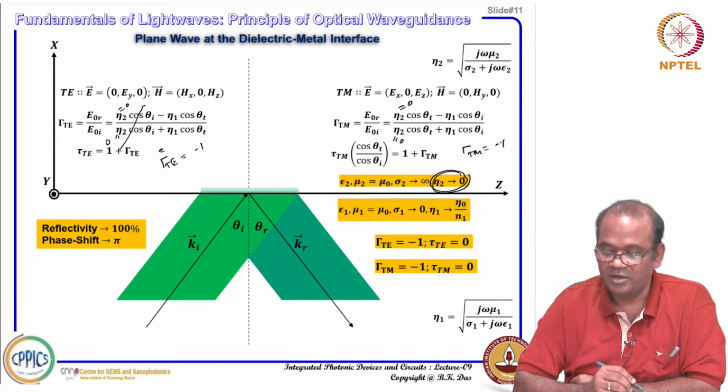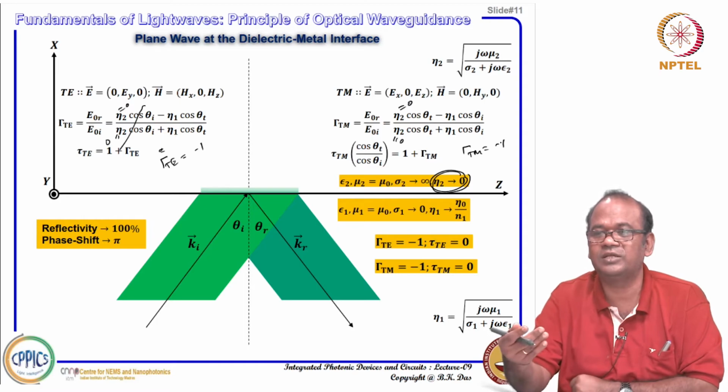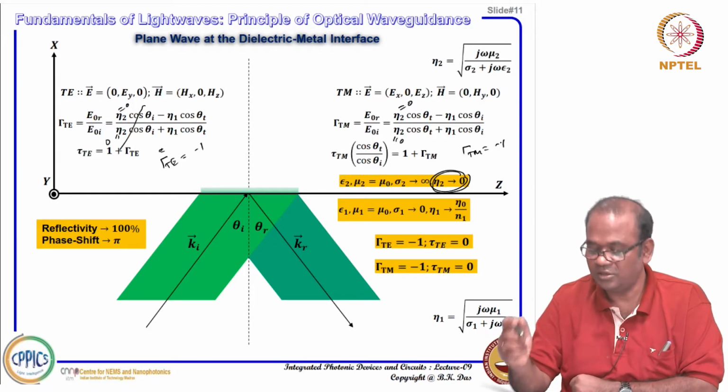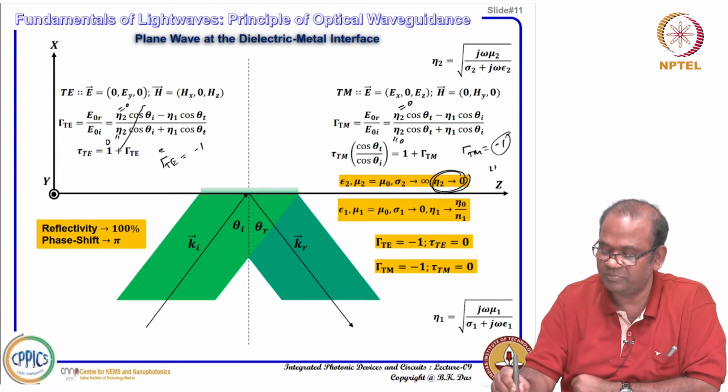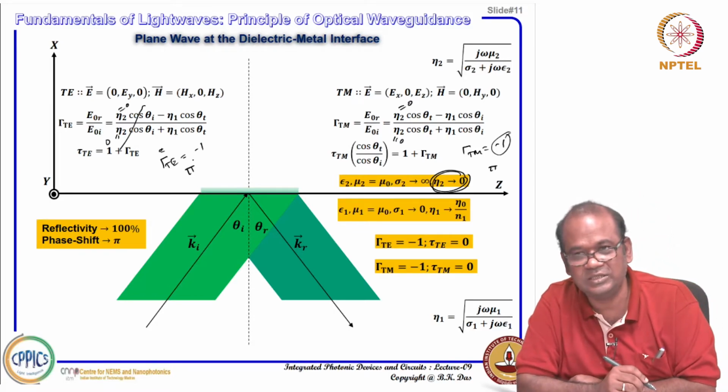That means the reflection coefficient, for both TE polarization and TM polarization, is inverted, that means completely reflected with a minus sign, which means a pi phase shift. You are introducing a pi phase shift upon reflection, for both the TE and TM polarizations.